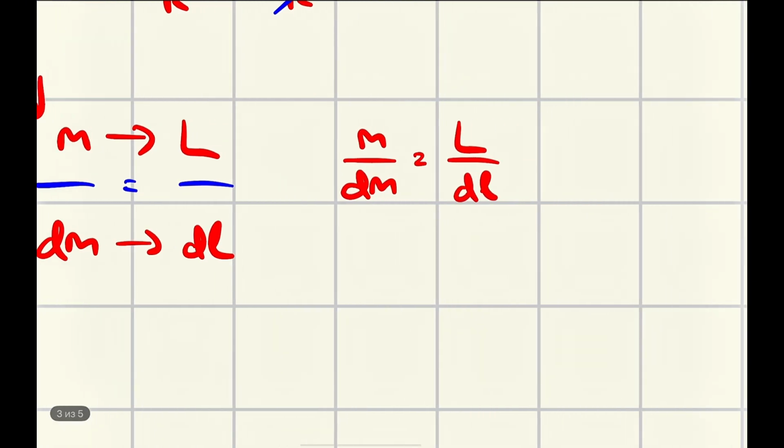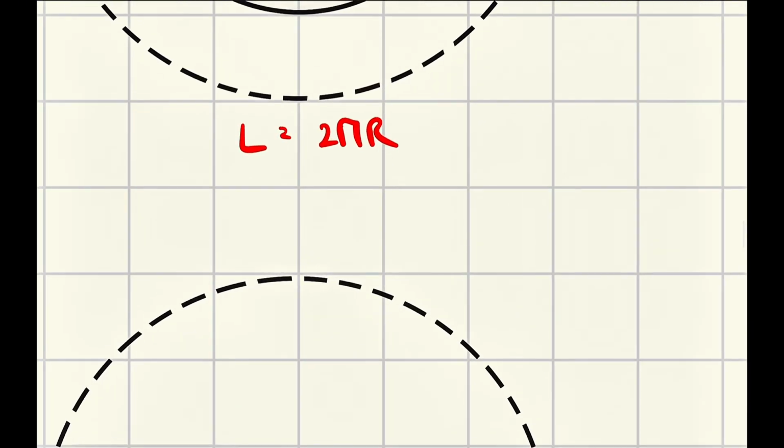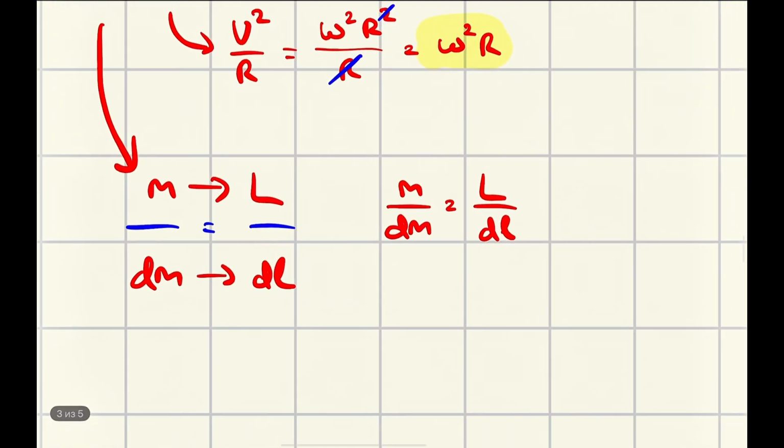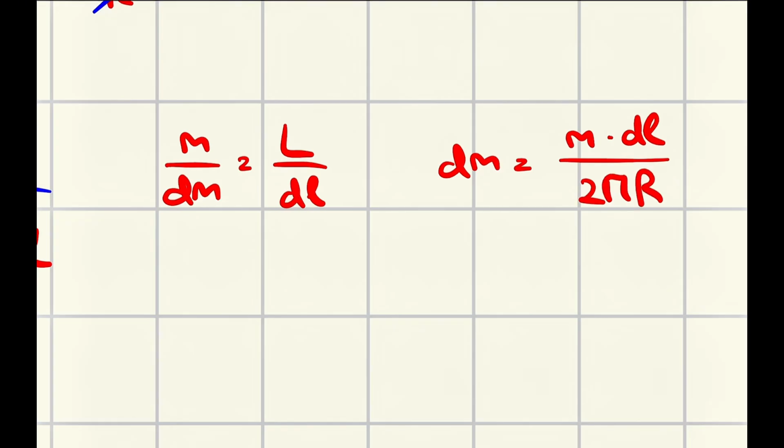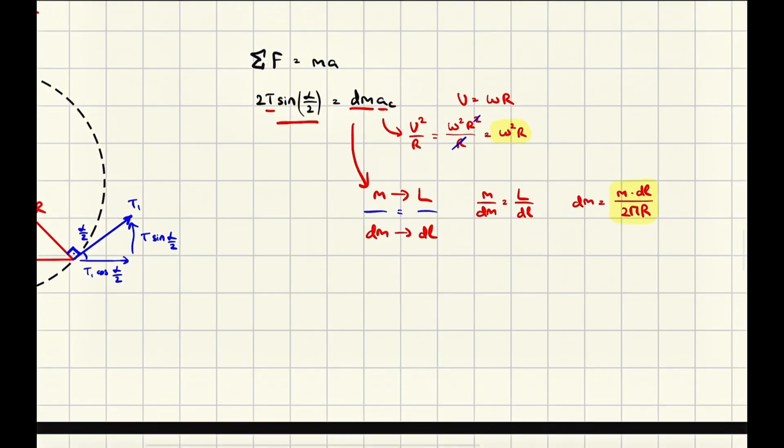And we also know that this L, at the very beginning, we have told you, is 2 pi r. This is really important. Okay. Basic maths, it is going to be something like dm is going to be equal to m multiplied by dl divided by L, but instead of L, I will write here 2 pi r. This would be the meaning of our dm. Okay, right now we have two things known.